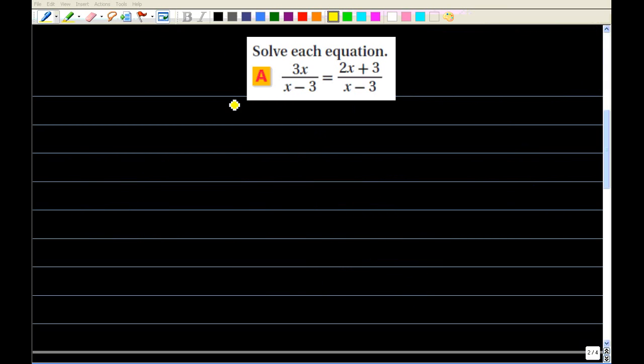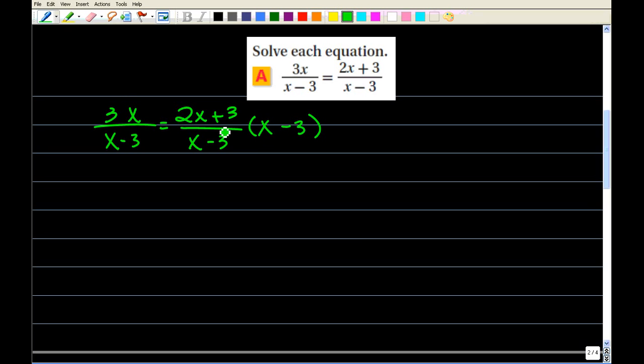Okay, so let's look at another example. We're still going to be solving. Here we've got 3 over x minus 3 equals 2 over x plus 3 over x minus 3. If I'm wanting to get rid of the x minus 3, you could think of this in two ways. You could either cross multiply, or you could multiply both sides by the x minus 3. In the end, you'd still be doing the same thing.